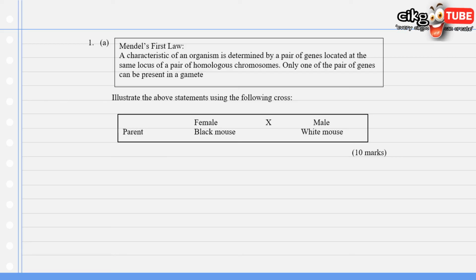There's another question here. Mendel's first law: characteristics of an organism are determined by a pair of genes located at the same locus of the pair of homologous chromosomes, and only one of the pair of genes can be present in a gamete. Illustrate the above statement using the following cross. We have here a black mouse and a white mouse. According to the first law, these are supposed to be purebreed parents. So as usual, you cross it, you get B here and b here, then undergo fertilization, and you get Bb, all black mice.